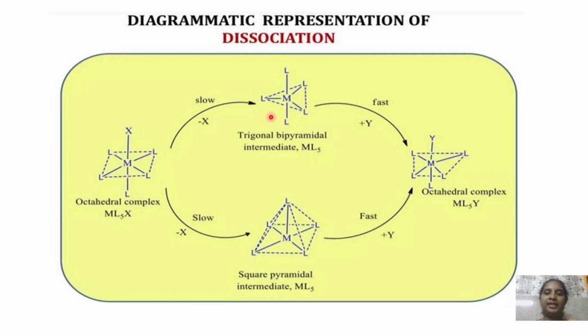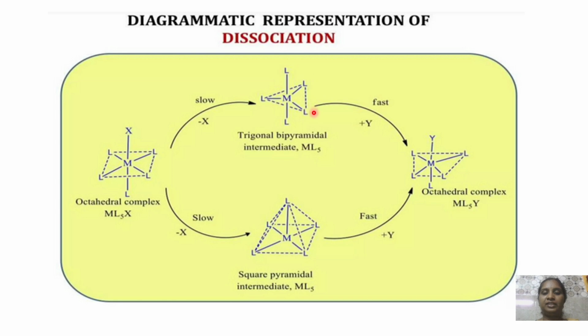This is the diagrammatic representation of the dissociation reaction. Initially, see, this is the complex which is in octahedral structure. It's the metal M. Number of ligands are 5. Another ligand is X. What is the first step, which is the slow step? Ligand X is replaced from this octahedral complex.